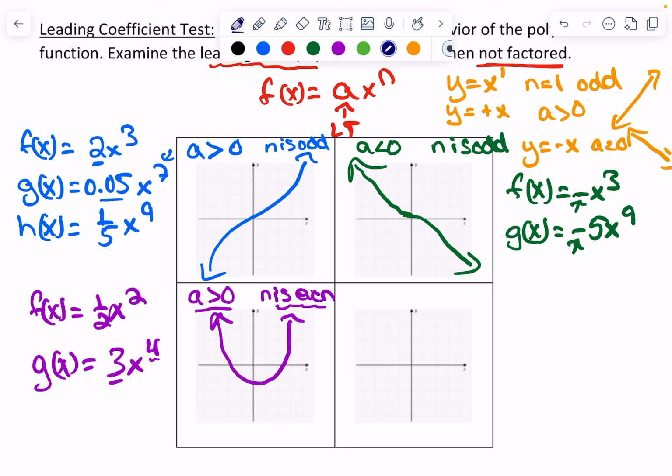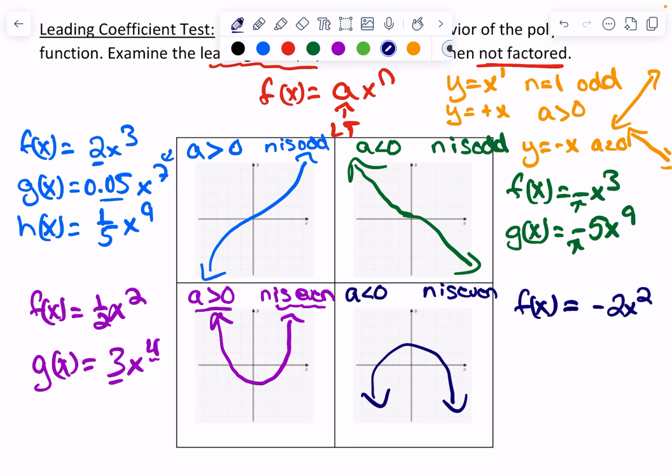Okay, let's look at when a is less than 0 and n is even. So if we think about, for example, f of x equals negative 2x squared, what happens with it? It opens downward, right? That's a downward parabola. Other examples for this one could be negative 0.2 x to the power of 8, or h of x equals negative 5 x to the power of 6. All of these examples have a negative leading term and even exponents.